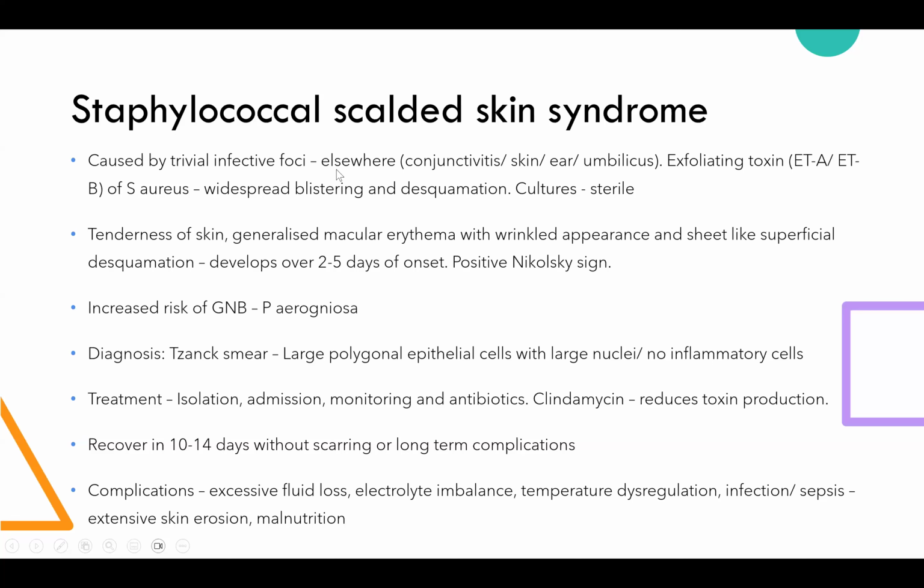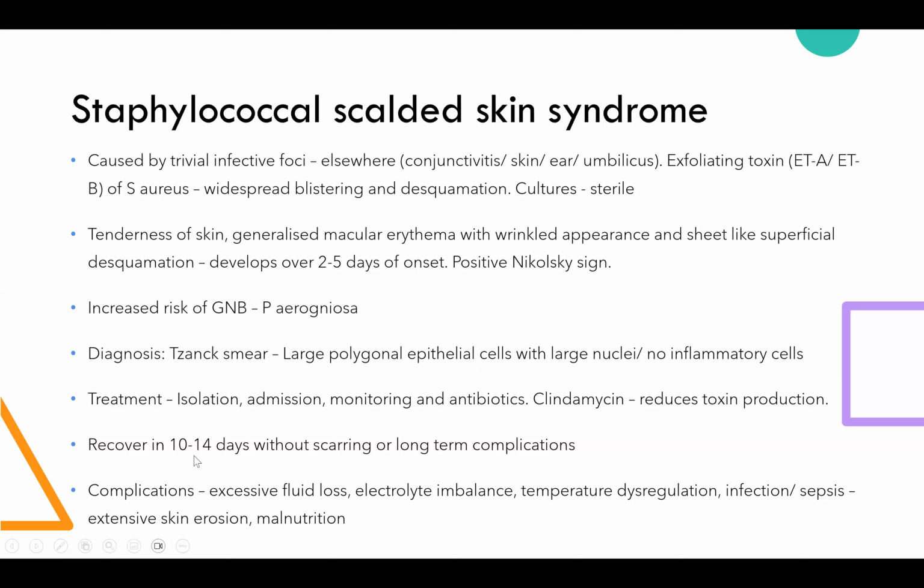As opposed to impetigo, which is caused by staphylococcus, these babies have an increased risk of gram-negative bacilli systemic sepsis, especially Pseudomonas aeruginosa. Diagnosis is by Tzanck smear; it reveals large polygonal epithelial cells with no inflammatory cells. Treatment is supportive care and antibiotics. Clindamycin should be added. Even though it is a bacteriostatic drug, it reduces the toxin production and should be added in all cases of staphylococcal scalded skin syndrome.